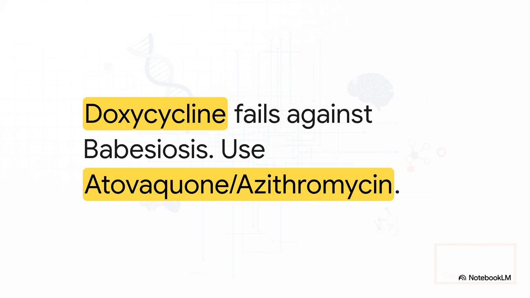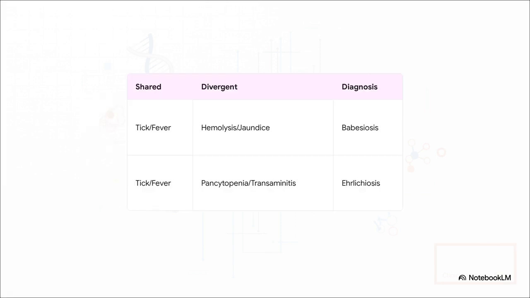Doxycycline completely fails against babesiosis. While doxycycline is the definitive cure for ehrlichiosis, as well as Lyme disease and Rocky Mountain spotted fever, it is entirely ineffective against the Babesia protozoa. Babesiosis strictly requires a regimen of atovaquone and azithromycin. No exceptions. Let's break down this clinical variance and see how it builds your diagnostic speed.